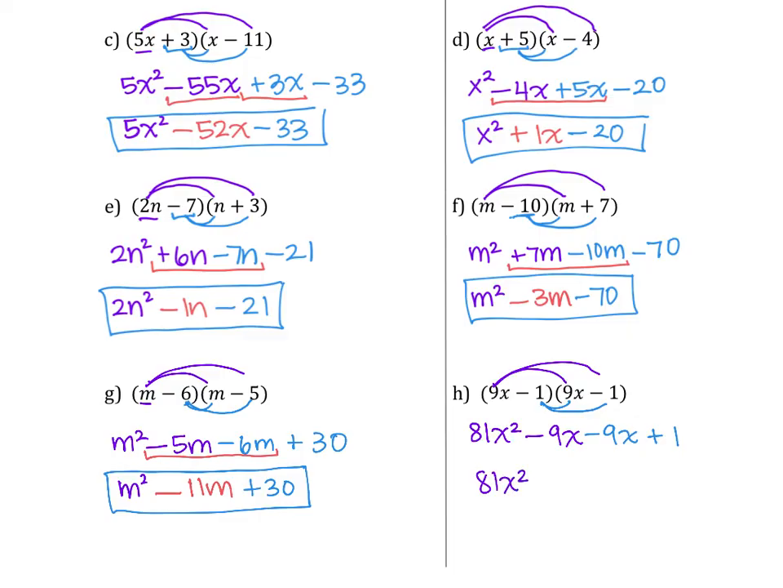81x to the second. Then I have minus 9 minus 9. Since they're both negatives, this is going to be even more negative. So minus 9 is minus, add them up, 18x. Okay, and then plus 1.